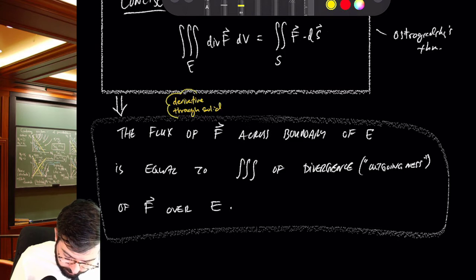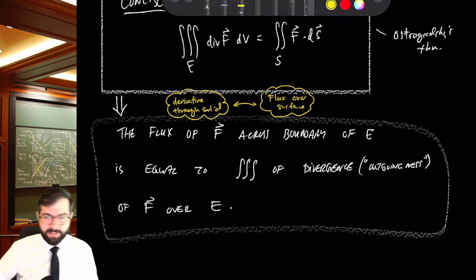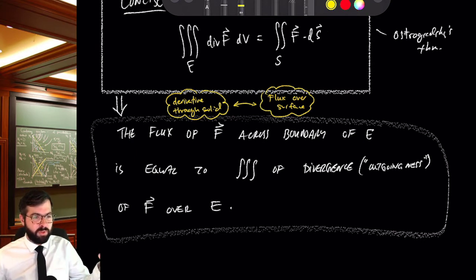So we've got the derivative through the solid being related to the flux over the surface. So it's in theme with those other theorems that we've looked at. Okay.